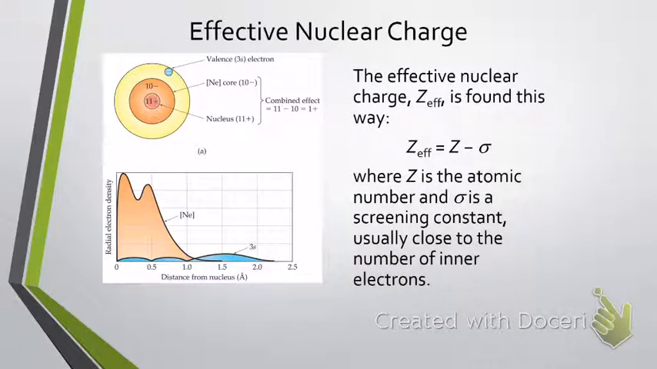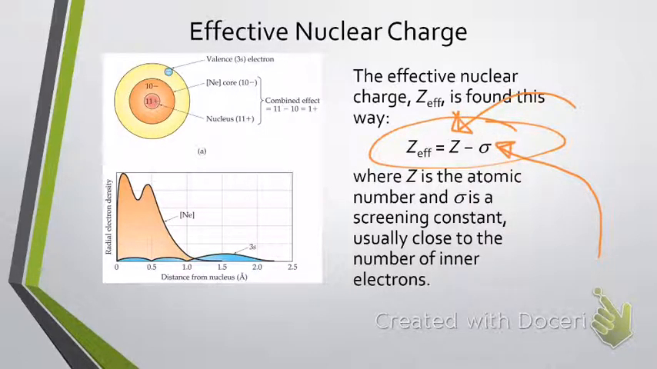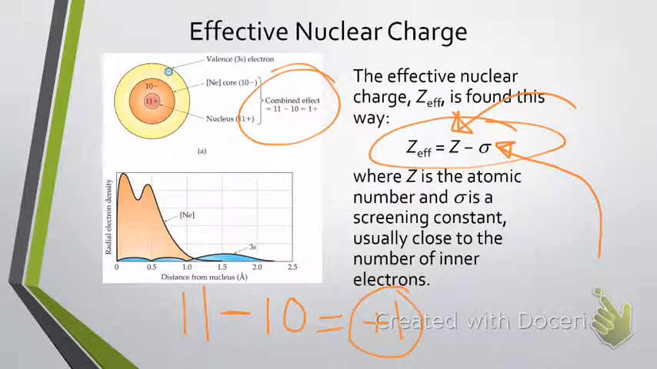So there is an equation called Z effective for effective nuclear charge. Z effective is equal to the atomic number, because that tells you how many protons there are, minus sigma, which is called a screening or shielding constant. Usually the screening constant is close to the number of inner electrons. So for sodium we say that the atomic number is 11, and the shielding constant is roughly 10, so that outermost electron feels like only 1 proton is pulling on it.